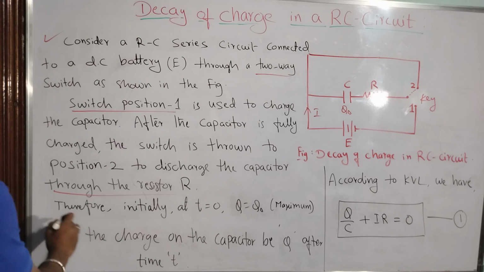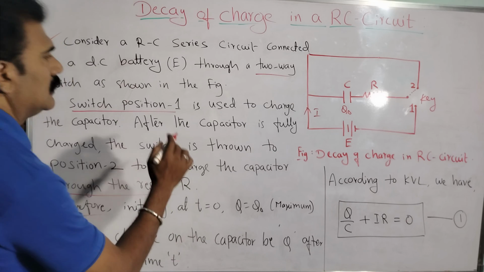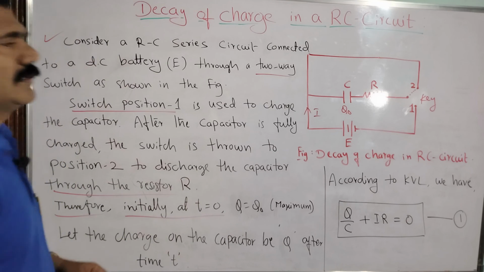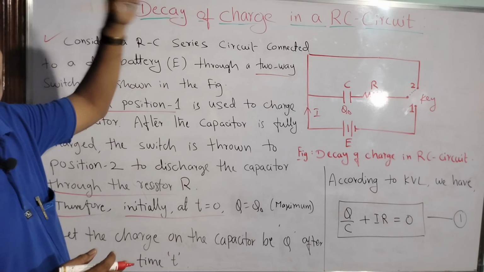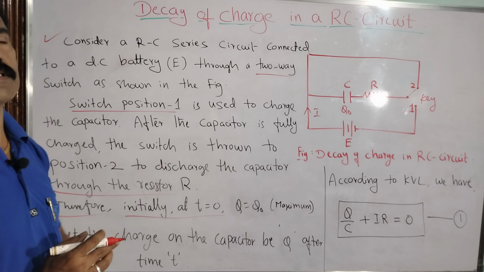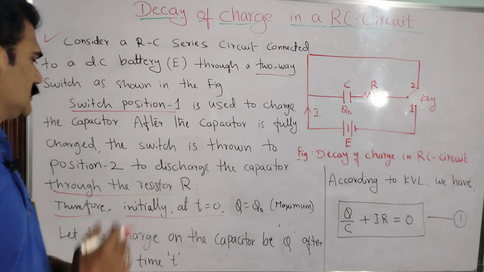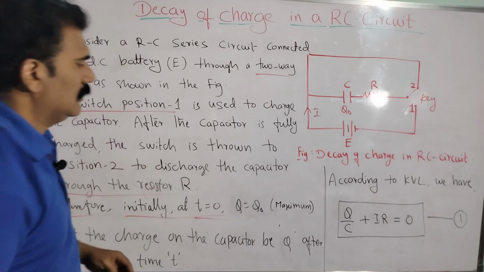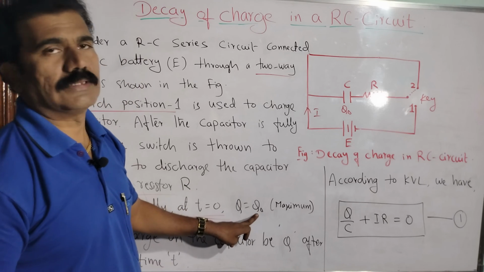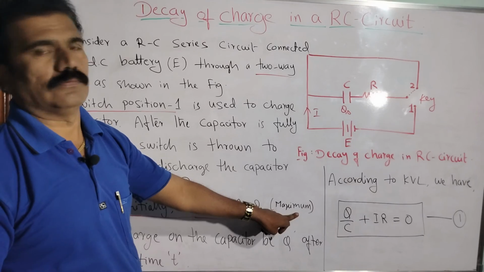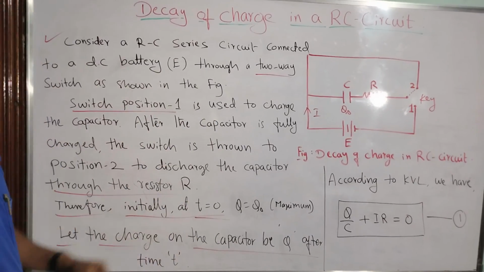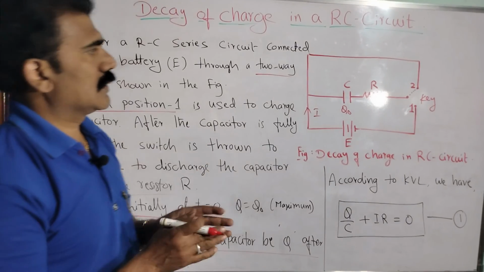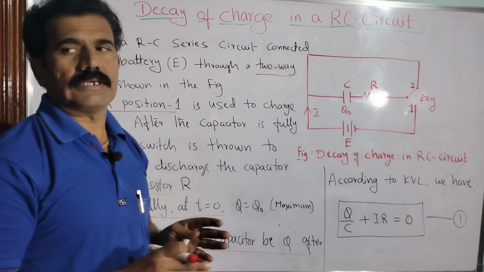Clear? Now we have to consider the charge in the capacitor. You have to consider position 2, after the capacitor is completely charged, as your initial point, because you are discussing the decay part here, from the maximum charge, how the charge decreases with respect to time. So at the initial position, at time t equal to 0, assume that Q equals Q0 in the capacitor, which is the maximum value. Now let the charge on the capacitor be Q after time t. That means you are observing the decrease of the charge in the transient period, correct?